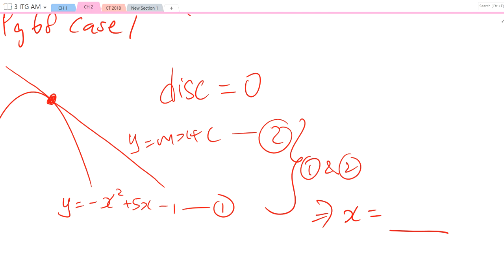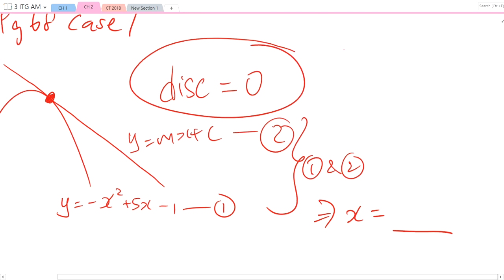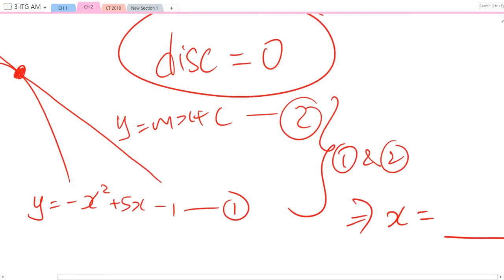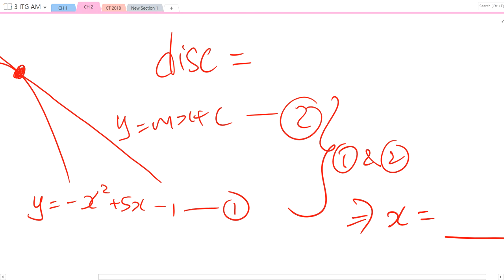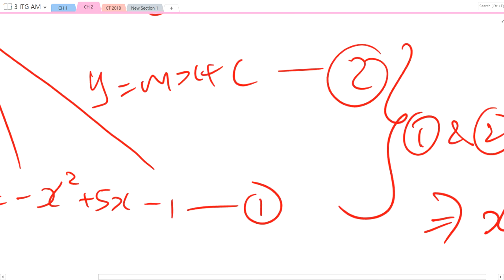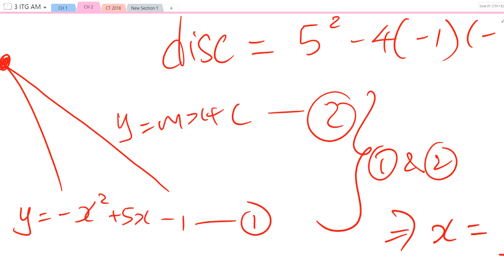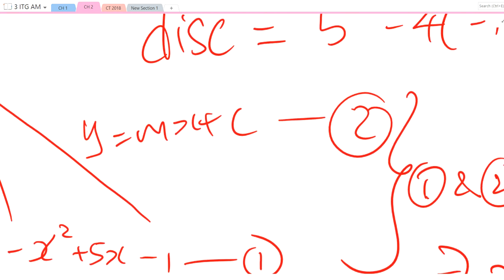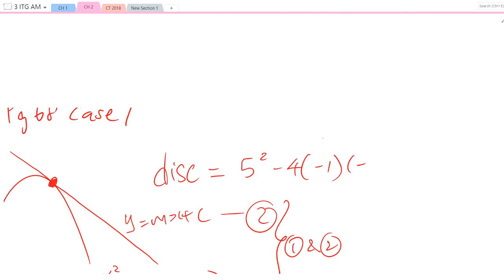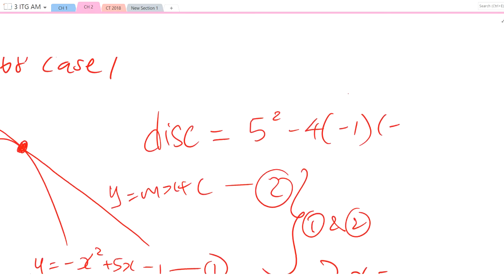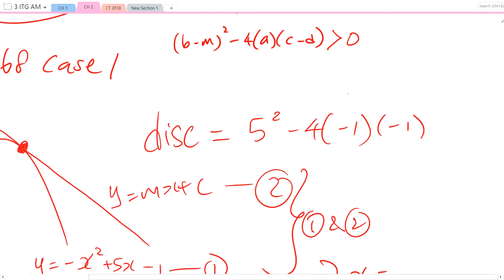Okay? Where do I get the discriminant from? Is the discriminant equal to 5 squared minus 4 times -1 times -1? Is this the discriminant? No, it is not. You have to solve equation 1. You have to put equation 1 and 2 together. Then you find the discriminant. And the last case, by extension, you should know that the discriminant is less than 0.